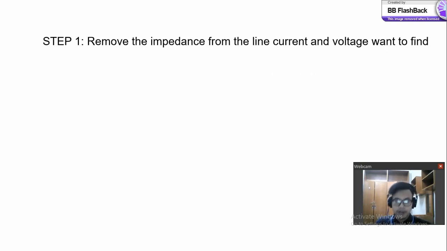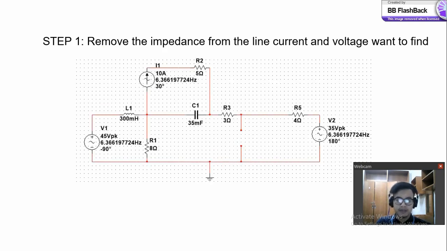Today I want to present to you about Norton's theorem. This is my original circuit. For the first step, just remove the impedance that we want to find the current and voltage. For this case, I remove this resistor or impedance.